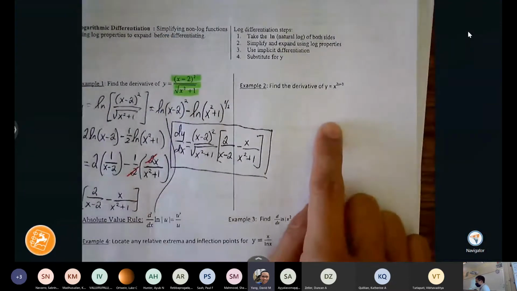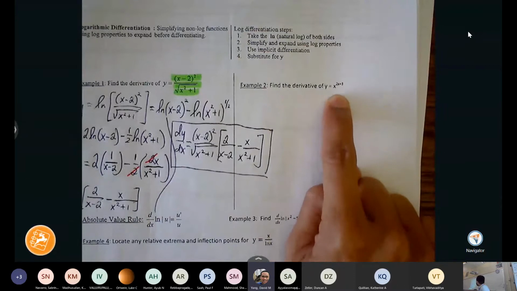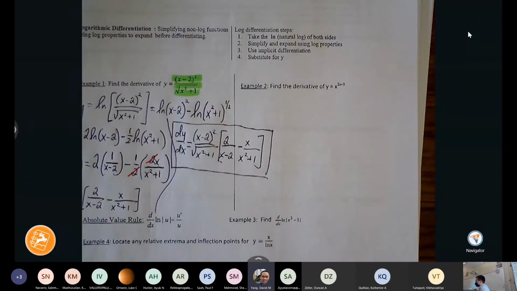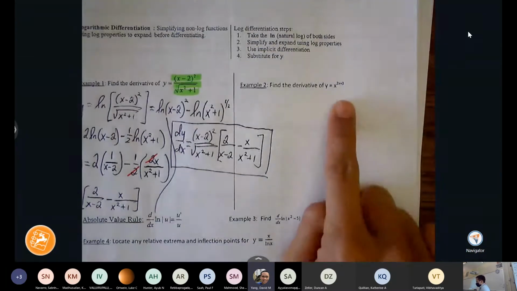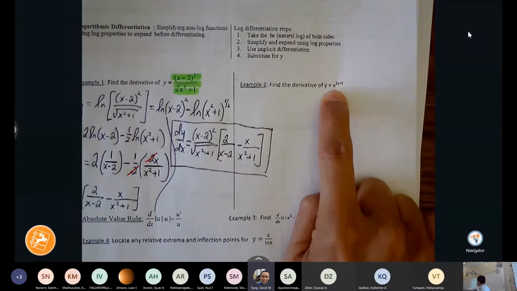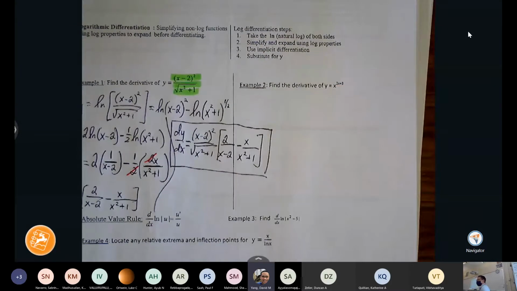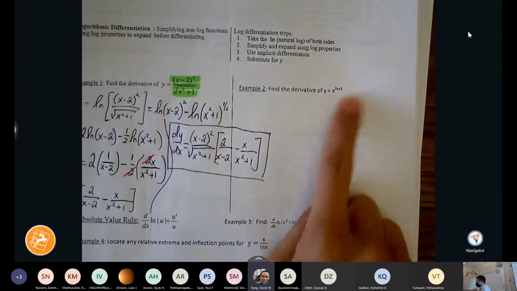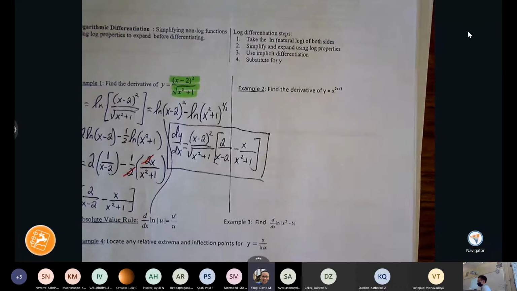The other use of log differentiation is for problems where we have no choice but to use log differentiation, where we just don't have an explicit rule to handle the derivative of whatever form is given to us. So this is a variable raised to a variable. We don't have a rule for that. We have the power rule, which is a variable raised to a constant. The next section, we're going to learn about exponential functions, which is a constant raised to a variable, which we can also do, but we don't have a rule for a variable raised to a variable.